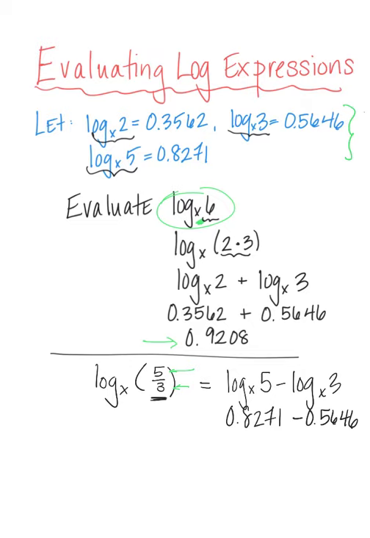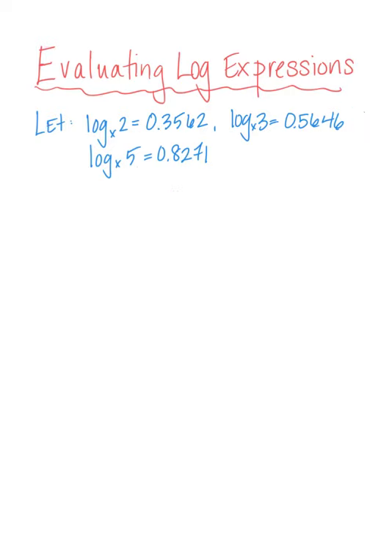If I check that on my calculator, 0.8271 minus 0.5646, I end up with 0.2625. So going back to my original problem, that is telling me log base x of 5/3 is equivalent to 0.2625. Now, these decimal values are ones that I just made up. Because you are not given a value for the base, I just selected 3 different decimal values to help us work through these problems. Okay, we're going to try one more example.